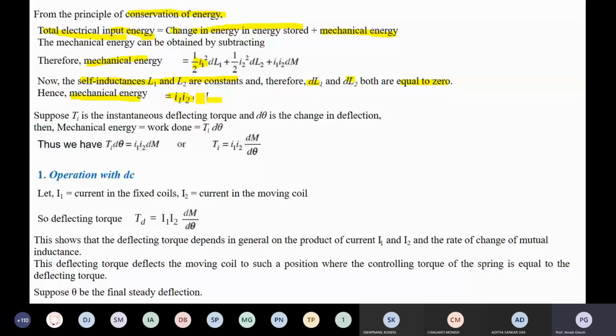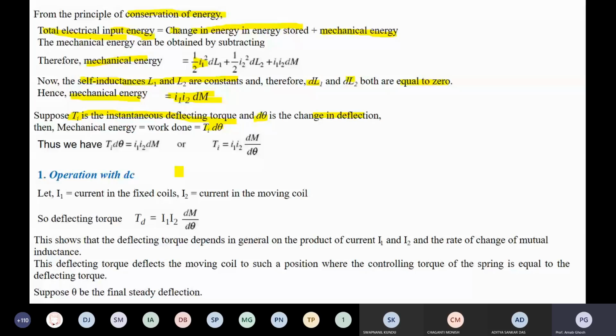So suppose Ti is the instantaneous deflecting torque and d theta is the change of deflection. Mechanical energy equals work done, which equals the instantaneous torque Ti into d theta. Finally Ti d theta equals I1 I2 dM. So what is the value of the instantaneous torque Ti? It is I1 I2 dM by d theta. Here dM means the change in mutual inductance, and d theta is what?